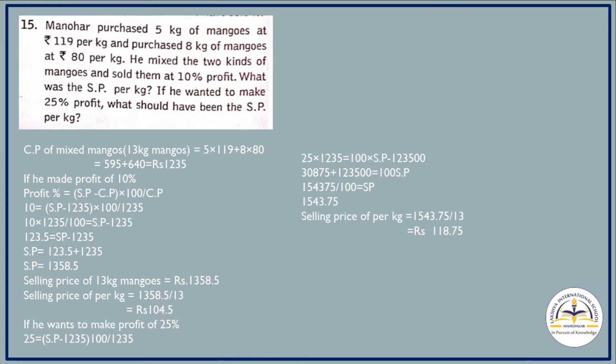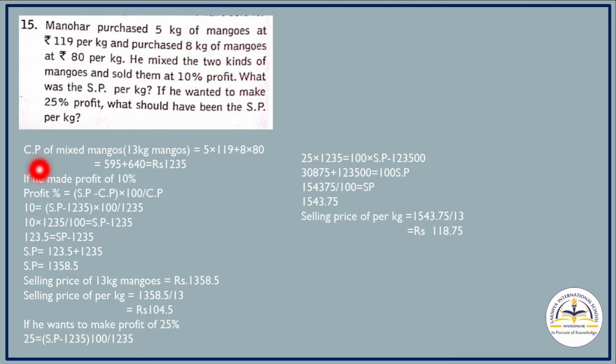Now question number 15. Manohar purchased 5 kg of mangoes at rupees 119 per kilogram and purchased 8 kg of mangoes at rupees 80 per kilogram. He mixed the two kinds of mangoes and sold them at 10% profit. What was the selling price per kilogram? If he wanted to make 25%, what should have been the selling price per kilogram?